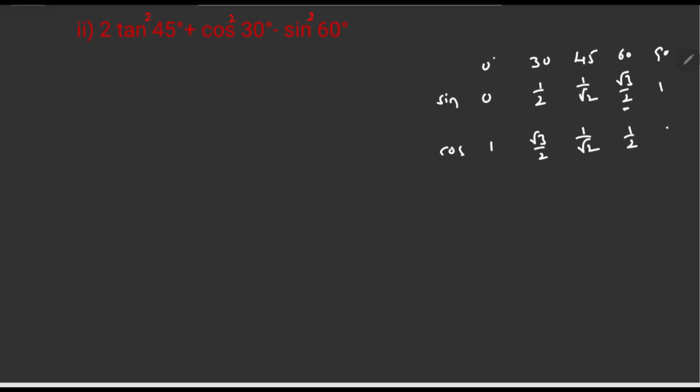Now here 2 into, what is the tan 45 degree there? Tan 45 means we can write sin 45 by cos 45.